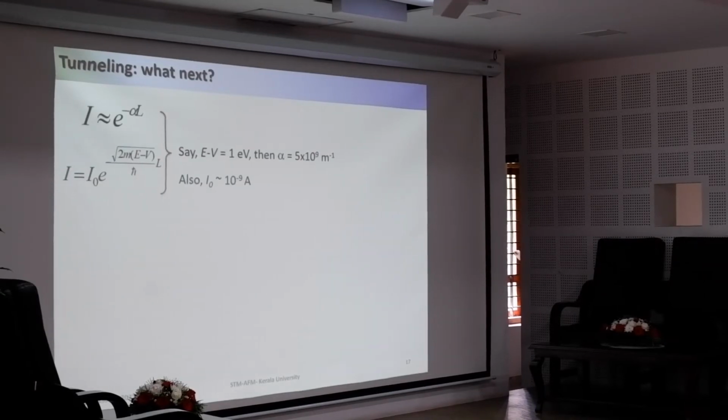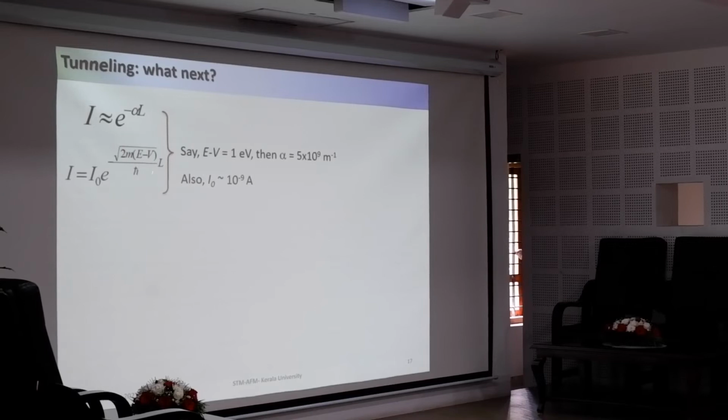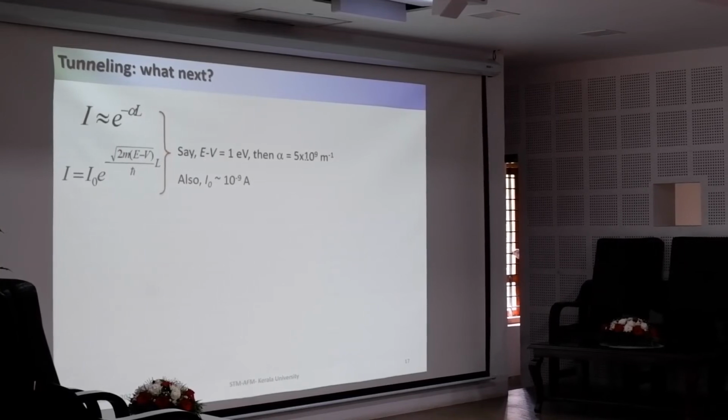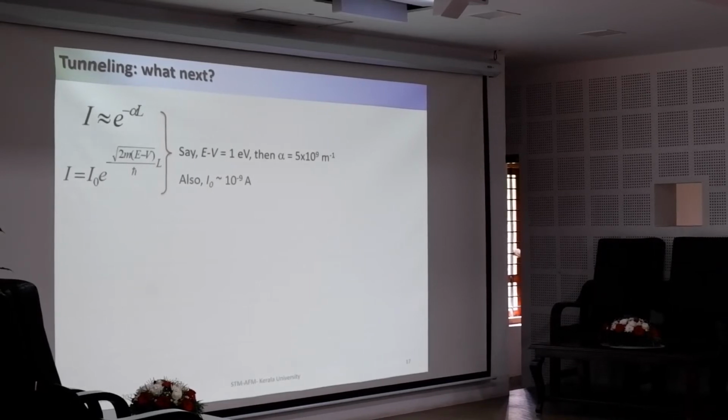Now what happens? Suppose E minus V is arbitrarily 1 electron volt. If I take this as 1 electron volt and calculate, alpha will be this value. Doesn't matter what it is. And suppose the current, what current is that? I put the tip and the sample here and I have applied a voltage. There is not only tunneling, there can be thermal jump also. A little bit of thermal jump also can happen.